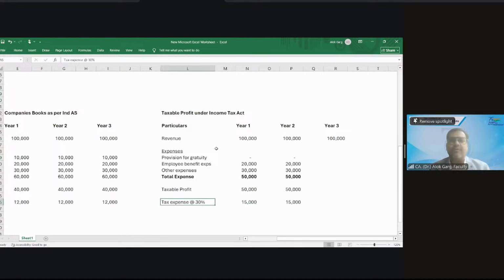15,000. Same amount. But what is my tax expense as per accounting profit? 12,000. So let's come to the third year.